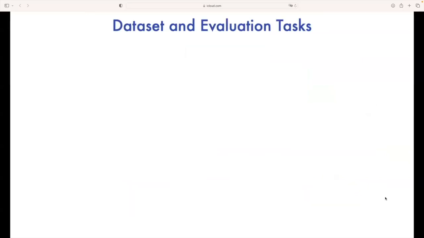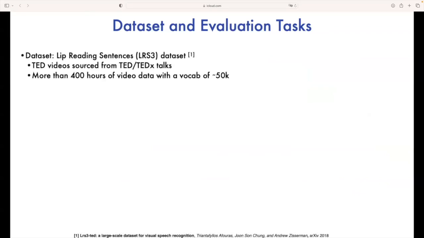So let's move on now to train and test our models. We use a publicly available dataset, which is known as Lip Reading Sentences, LRS3 dataset. Basically, LRS3 is a dataset which has more than 400 hours of video data, which are sourced from TED Talks.